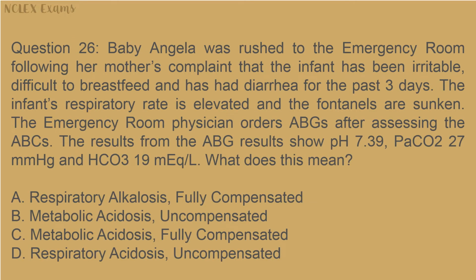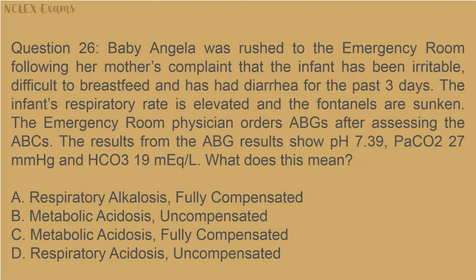Question 26. Baby Angela was rushed to the emergency room following her mother's complaint that the infant has been irritable, difficult to breastfeed and has had diarrhea for the past 3 days. The infant's respiratory rate is elevated and the fontanelles are sunken. The emergency room physician orders ABGs after assessing the ABCs. The ABG results show pH 7.39, PaCO2 27 mm of mercury and HCO3 19 mmol/L. What does this mean?